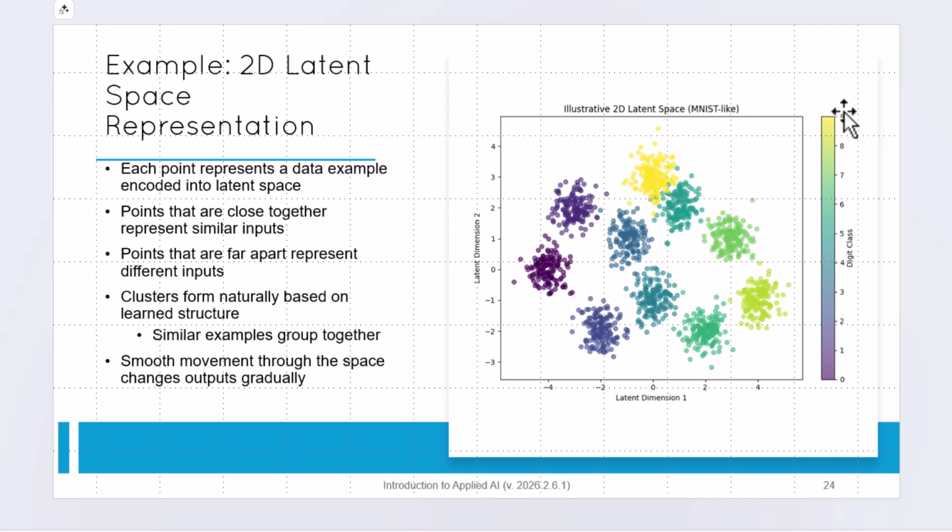So you'll see that, for example, the different samples of the number 9 were clustered together in yellow. The ones for 8 are in a lighter greenish color, etc. Each point represents a data example encoded into latent space, for example, a digit that someone wrote. Points that are close together represent similar inputs as far as the model is concerned. Points that are far apart represent different inputs. Clusters form naturally based on learned structure. In other words, similar examples are grouped together. Smooth movement through the space changes outputs gradually.